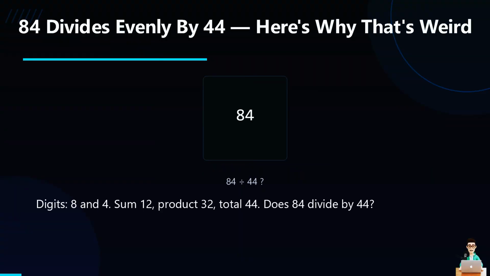84 divided evenly by 44. Split 84 into digits 8 and 4. Add them and you get 12. Multiply them and you get 32. Add those two results together and you land on 44. Stick around, we're about to find out exactly what this problem wants.